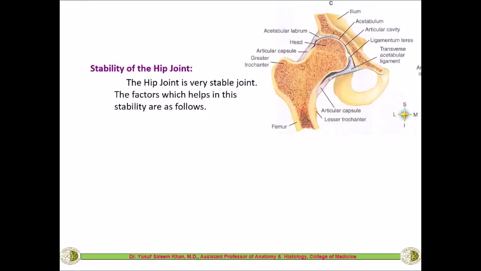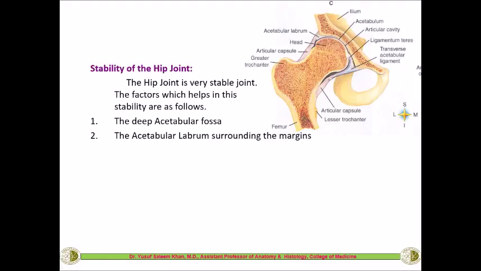As I said before, it is a very stable joint, and there are some important factors which help in the stability. One is the deep acetabular fossa. If you compare this with that of the shoulder joint, remember the glenoid fossa is a very shallow fossa, and it is very small compared to the head of the humerus. The head of the humerus is 3 times larger compared to the glenoid fossa, and it is very shallow. But in case of the hip, you can see this is much deeper. The acetabular fossa is much larger, as well as much deeper. So the deep acetabular fossa helps in the stability of the hip joint.